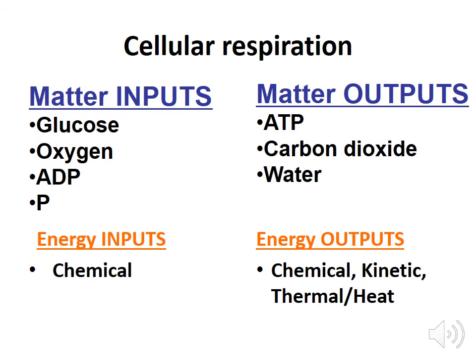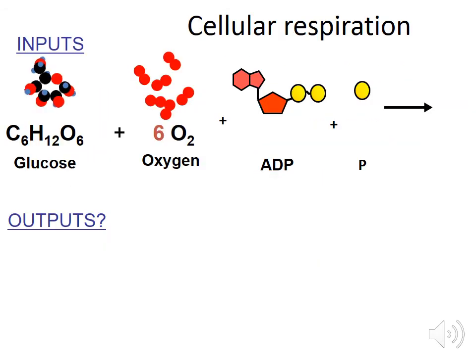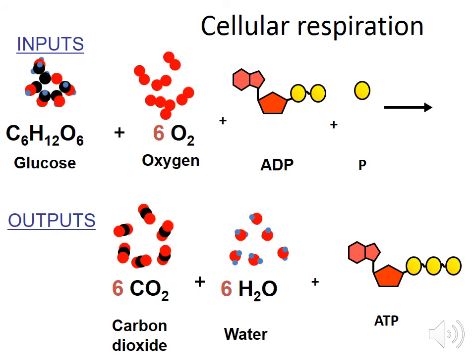In terms of energy inputs for cellular respiration, we're still bringing in chemical energy in the bonds of glucose, but for the energy outputs now, we want to consider that ATP contains chemical potential energy, and then that chemical potential energy can be used by the cell for kinetic energy or for heat. If we draw it out in terms of a chemical reaction, you can see all of the molecular inputs and the molecular outputs. So ATP is formed when that last phosphate group is attached to the ADP molecule.